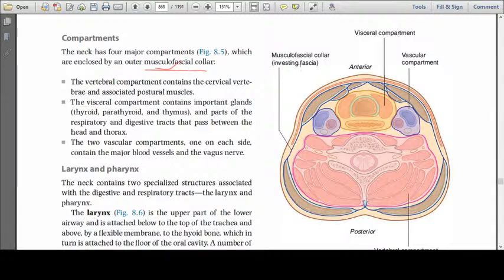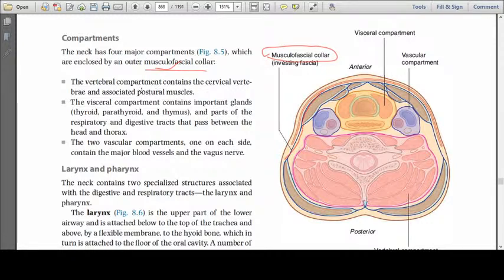Outermost, we need the musculofacial collar. This blue structure right here is the outer musculofacial collar, which encloses the neck regions. The vertebral compartment contains the cervical vertebrae and associated posterior muscles. There are three compartments.